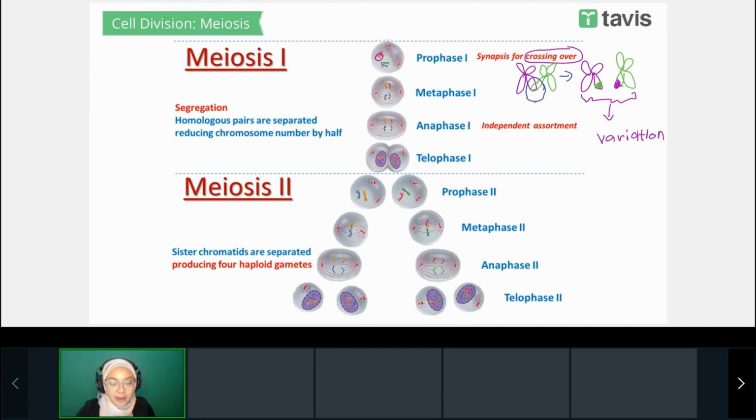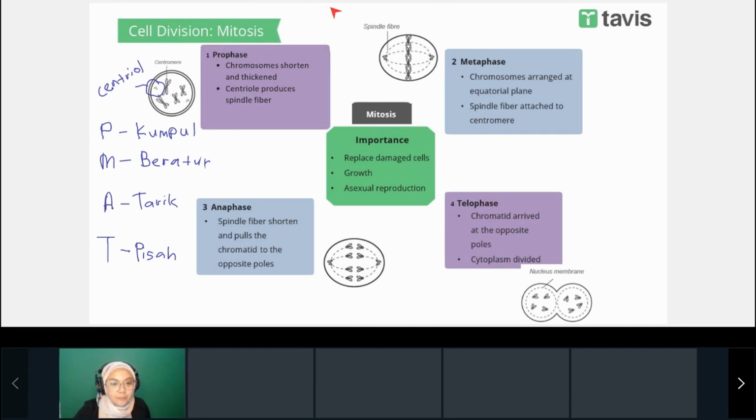What is another difference, teacher? Mitosis only has one round of PMAT, one time Pak Mat. But meiosis has two times Pak Mat: prophase one, meiosis one, we have PMAT, all one. For meiosis two, we have another Pak Mat over here. What makes it different? Let's look at the previous one.